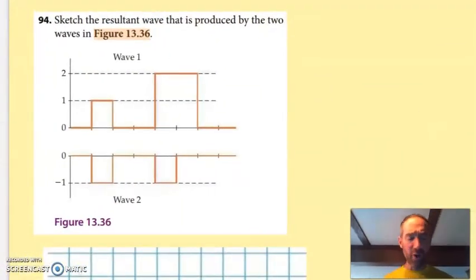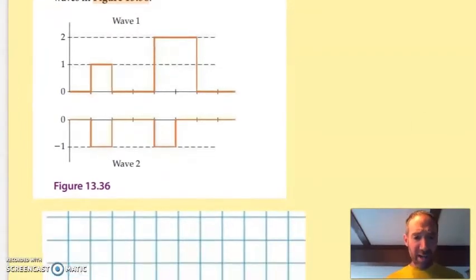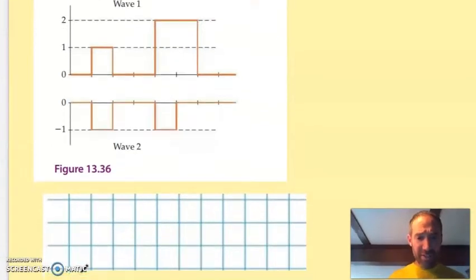On number 94, they say sketch the resultant wave that's produced by the two waves. Well, you can see that we have a +1 and a +2, and then a -1 and a -2, and they are lined up so that at this 1 to 2 spot, we're going to have total destructive interference. And over here, we're going to have some destructive interference, but not total. So you can see that we're never really going to need to go into the negatives. So I'm just going to draw along here like this.